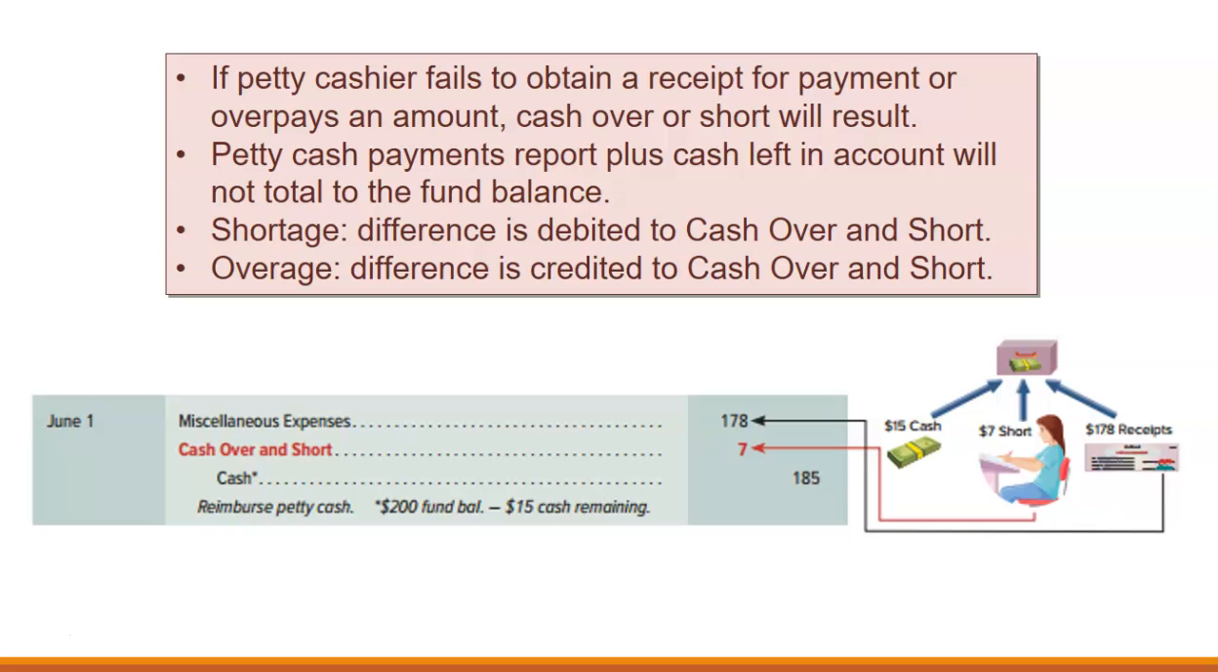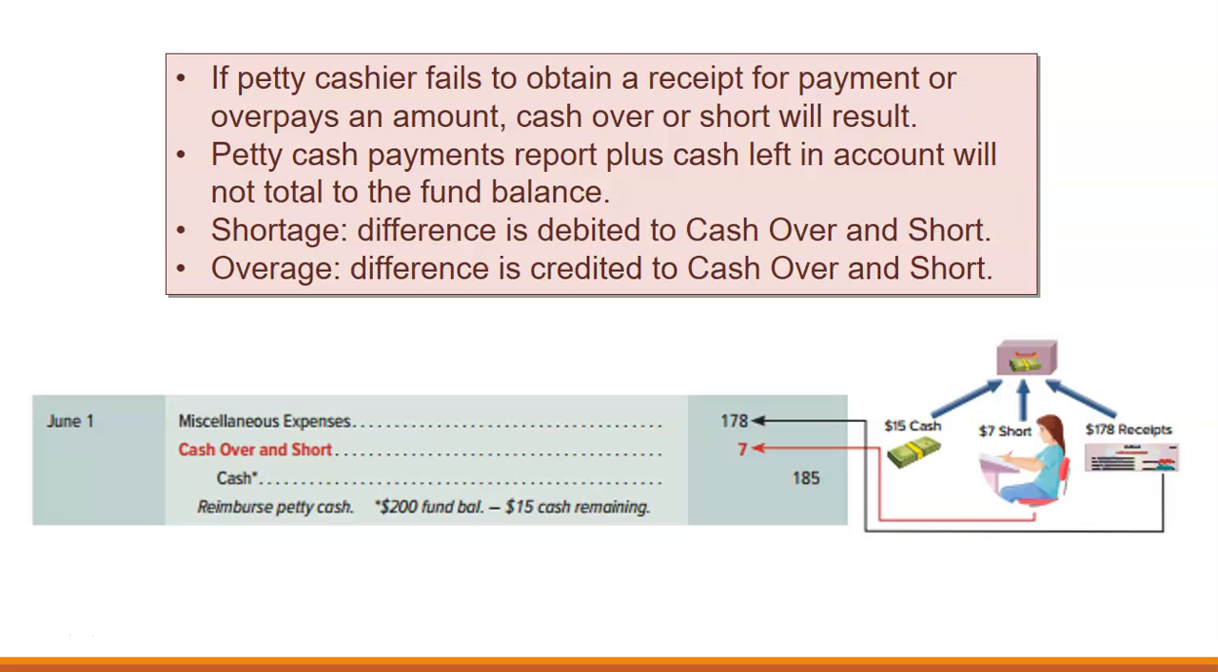If we fail to obtain a receipt for payment or overpay an amount, then we show a cash over or short for that. So in this example, there's a $7 difference between what we have receipts for and what we have available in petty cash. So that $7 could have been spent on something that we didn't get a receipt for, or it could have just been pocketed. Unfortunately, we don't really know in those cases.